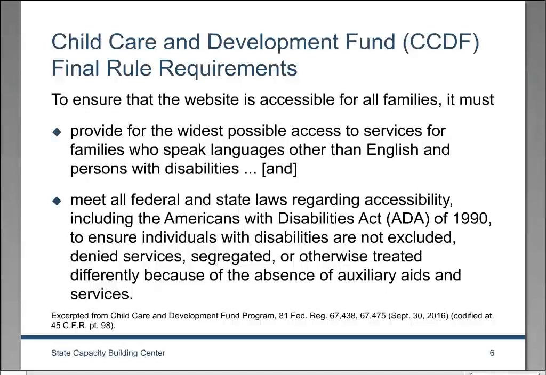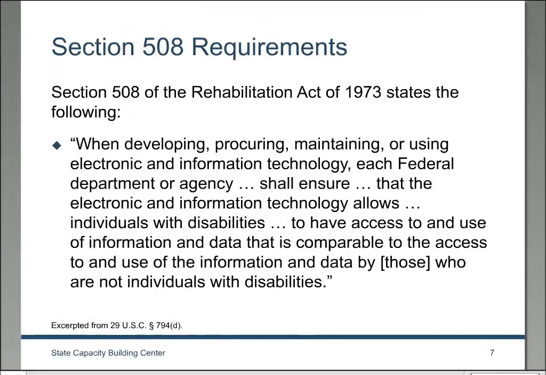In the final rule, it states that states and territories are to ensure that the website is accessible to all families, and it must provide for the widest possible access to services for families who speak languages other than English and persons with disabilities, and it must meet all federal and state laws regarding accessibility, including the ADA. I won't read the rest, but I do want to turn it over to Yael, because she's going to talk about some other requirements of legislation that governs accessibility for things such as consumer education websites. So Yael?